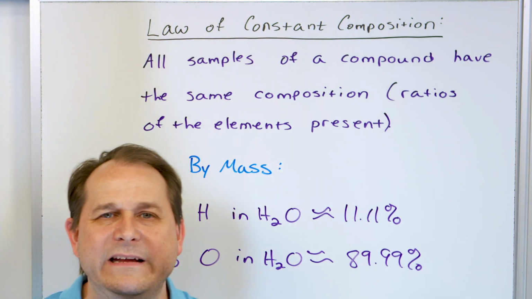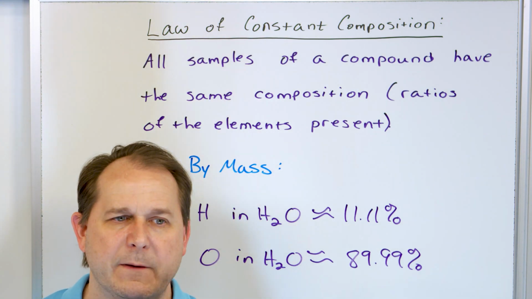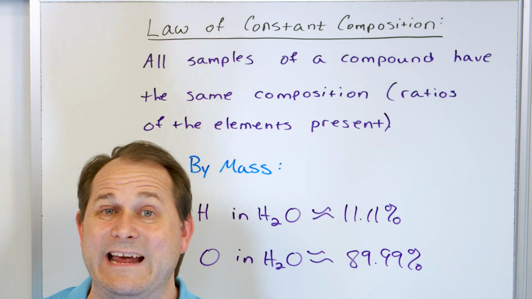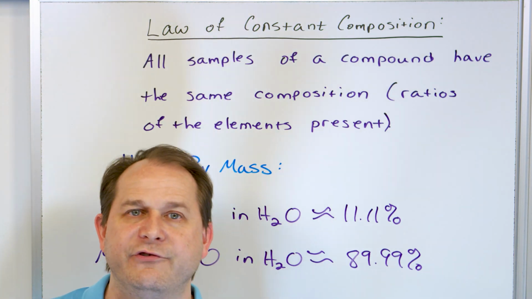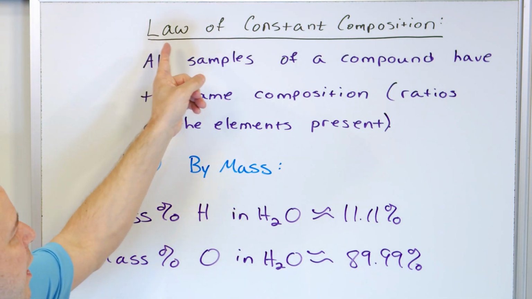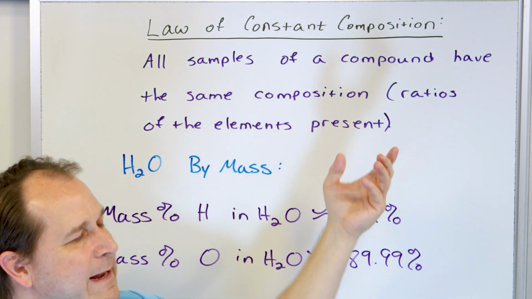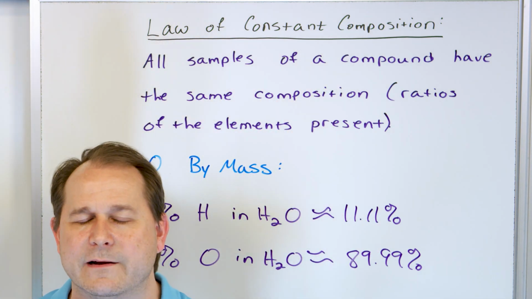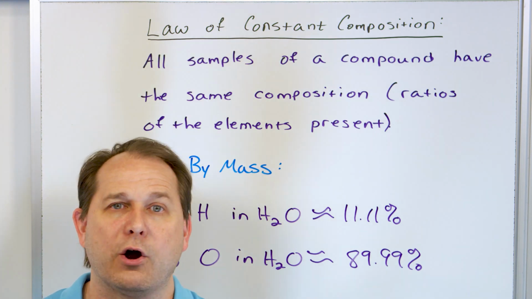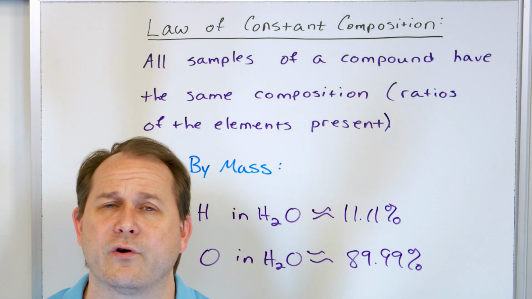And no matter how many different samples we take of different buckets of water, we're always going to get the same exact ratio of hydrogen and oxygen by mass. That's the law of constant composition. It basically just says all samples of the compound have the same composition, which is the ratio of the atoms. And that is because they're all made of the same atoms, and the atoms are all identical.